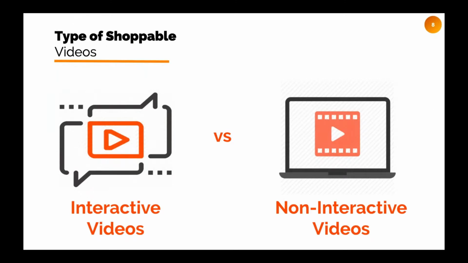When we go with shoppable videos, lots of benefits come up with the different types of shoppable videos. There are interactive videos and non-interactive videos. So interactive videos are an approach, or you can say a technology, in which objects are embedded directly in the video itself, allowing customers to pick a product directly from the video and purchase it without leaving the video or the page.